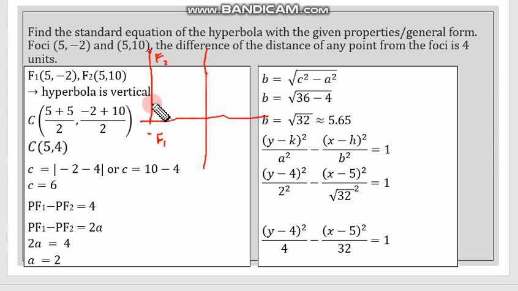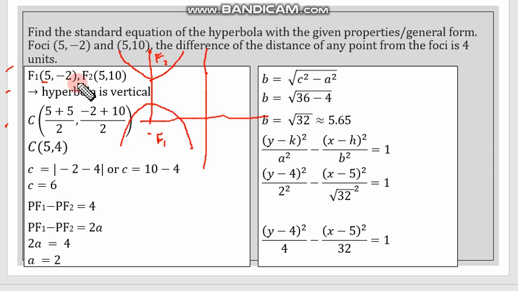So let's just assume where the vertices are, although we don't know. The hyperbola is opening upward and downward. Okay, this is vertical. We know that. So let's locate the center. The center of the hyperbola lies in the middle of both foci, vertices, or co-vertices. Since we have the foci, we will just add the x-coordinates of the foci and divide by 2, and the y-coordinates and divide by 2.